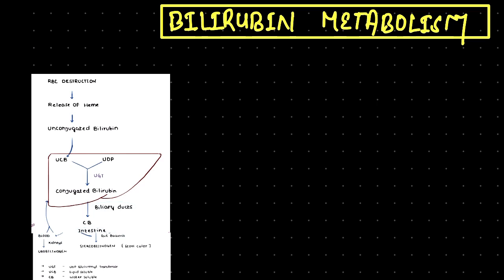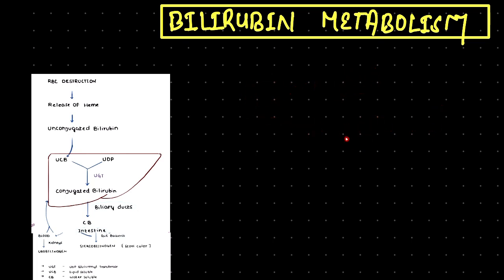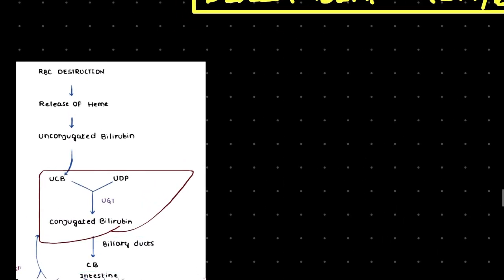Initially we have RBC. The lifespan of RBC is 120 days. After 120 days, our spleen and our reticuloendothelial system will destroy these RBC. The spleen is also called the graveyard of RBC. So RBC destruction occurs at 120 days in the spleen or reticuloendothelial system.